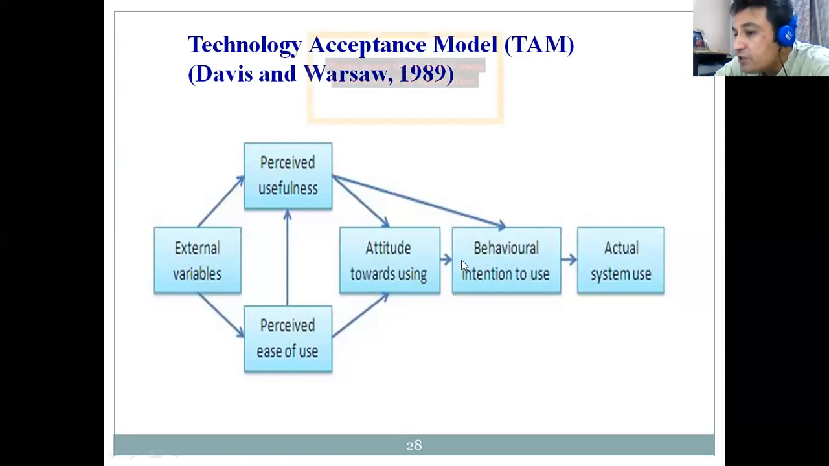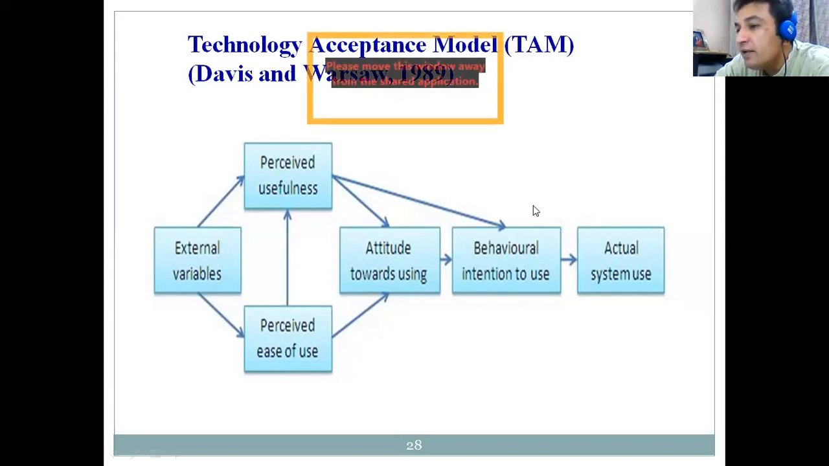If attitude is positive, then behavioral intention to use will be positive and actual system use will be there. Now we see here this behavioral intention to use. In this case, as far as perceived usefulness is concerned, you can say these two elements are mediating also. Why? Because there is a direct relationship and there is an indirect relationship. So behavioral intention to use is a mediating variable.